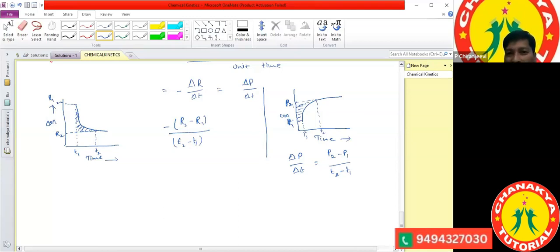So one more example, I'll tell you in your words how I can make you understand the average rate of reaction or instantaneous rate of reaction. Some example.